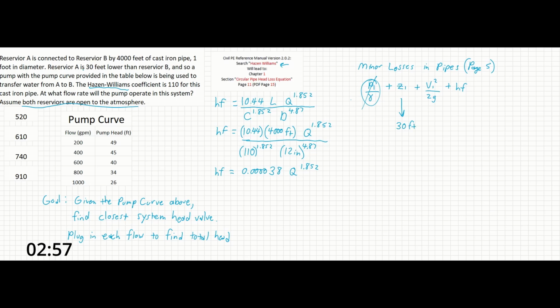We could solve for this, but it turns out that it produces a negligible effect in this problem, so we can skip it to save some time. This means that we just need to add 30 to whatever we calculate for friction head loss at each flow rate. Let's do it now.